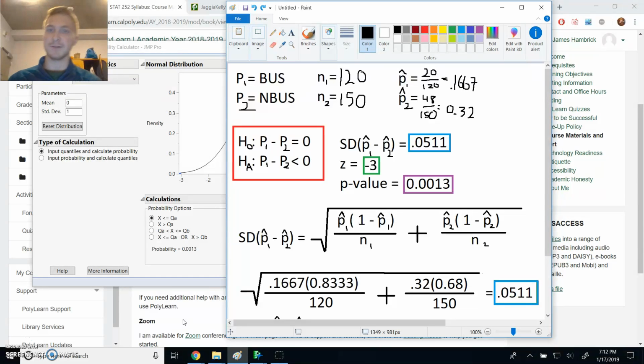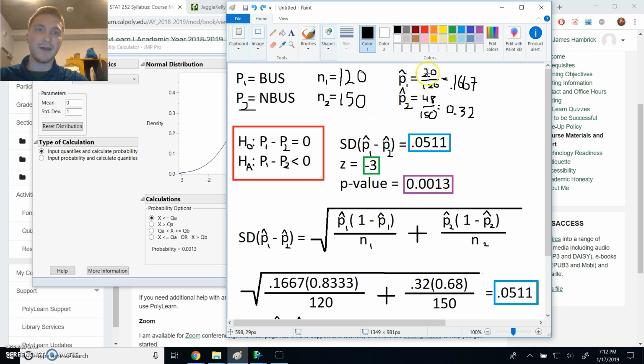I was assigned problem number 57. Let's get right into it. At the top here, I name all of my variables. The population P1 is the proportion of all business managers that say they study hard. P2 is the proportion of non-business managers that say they study hard. N1 and N2 are respectively 120 business managers and 150 non-business managers.